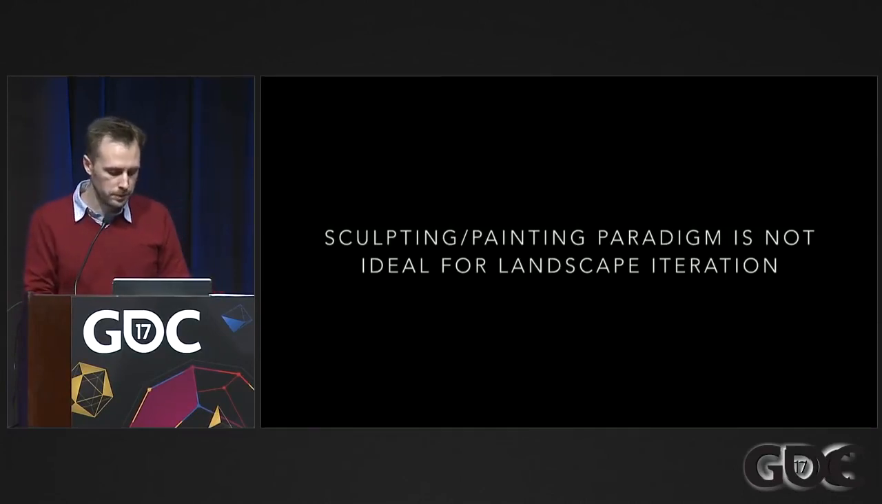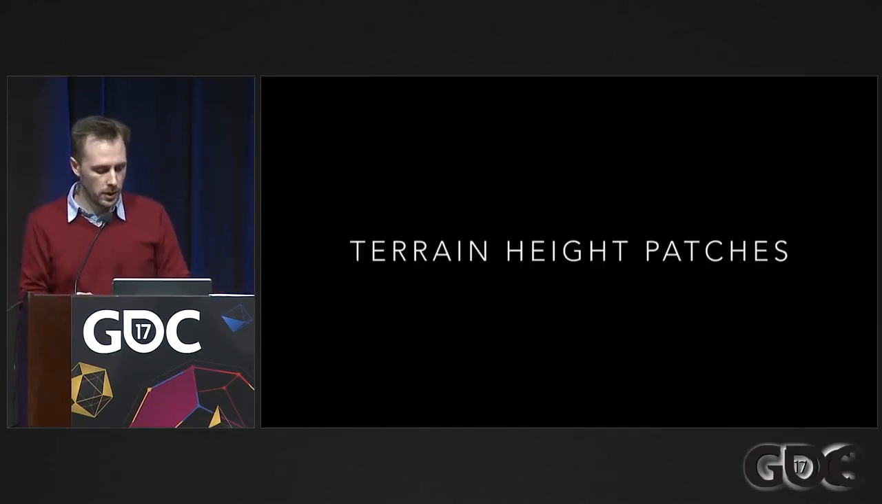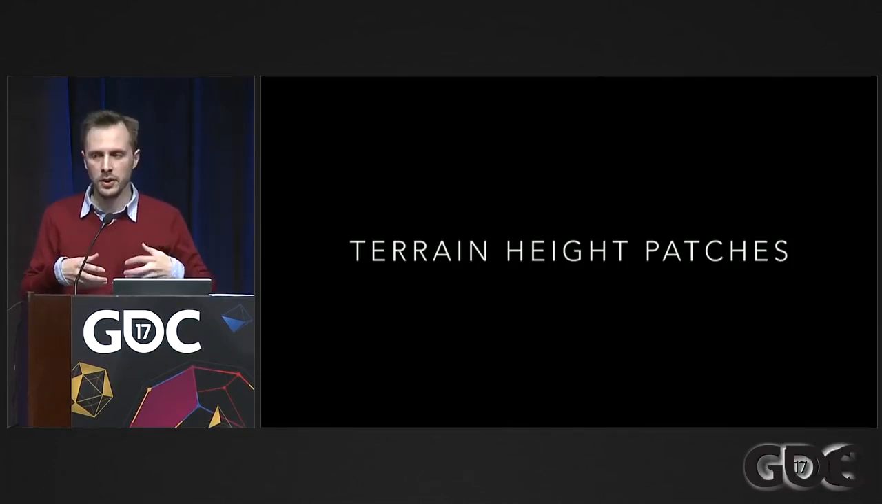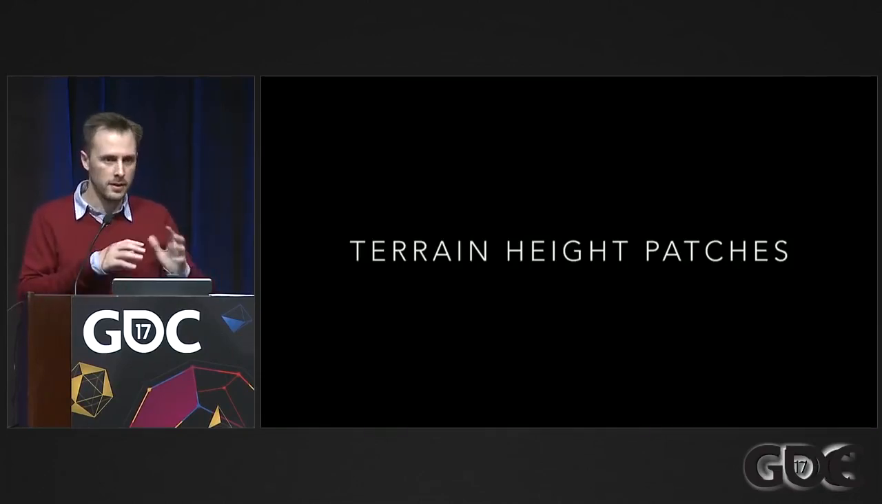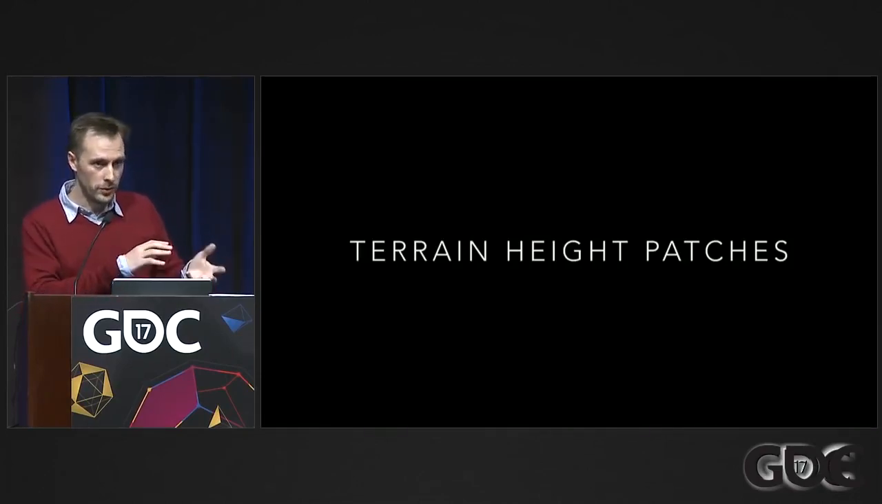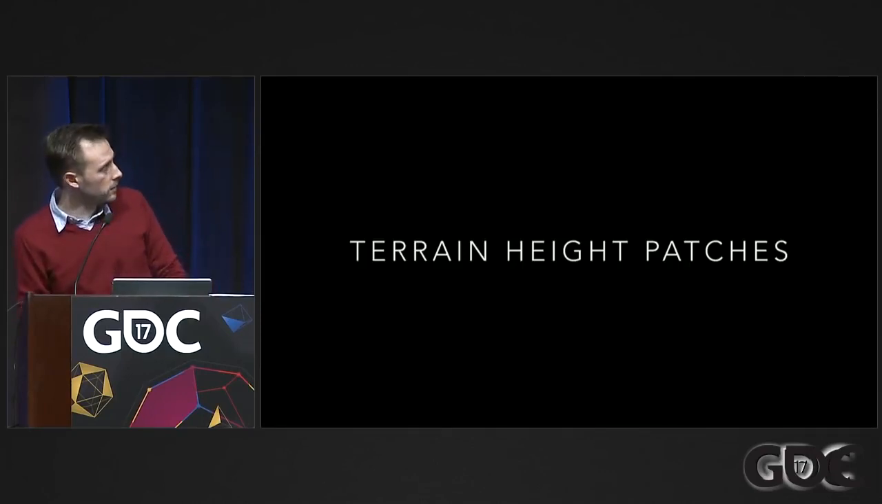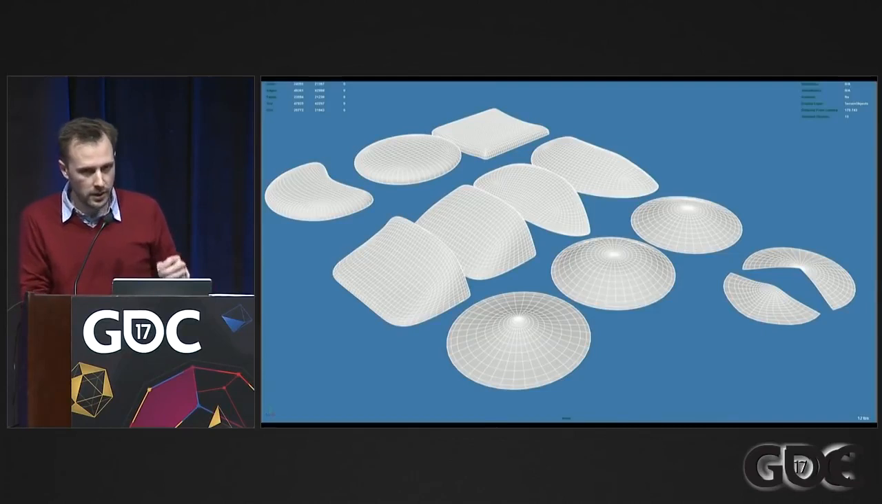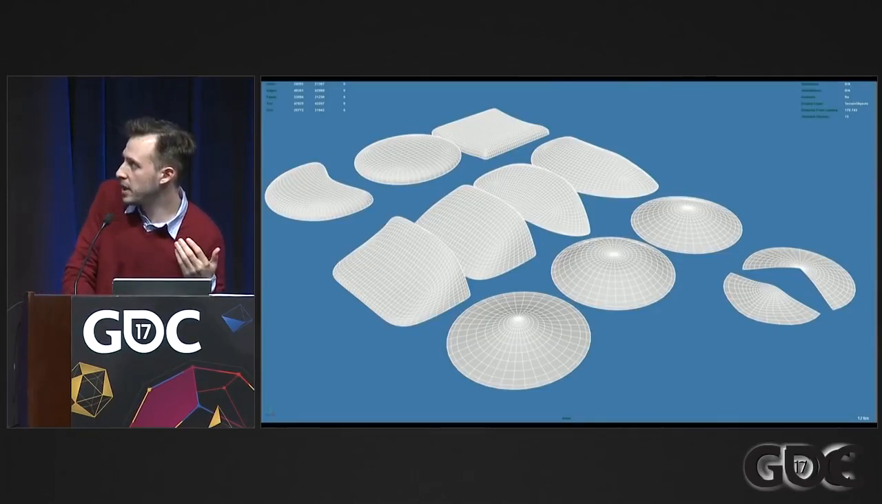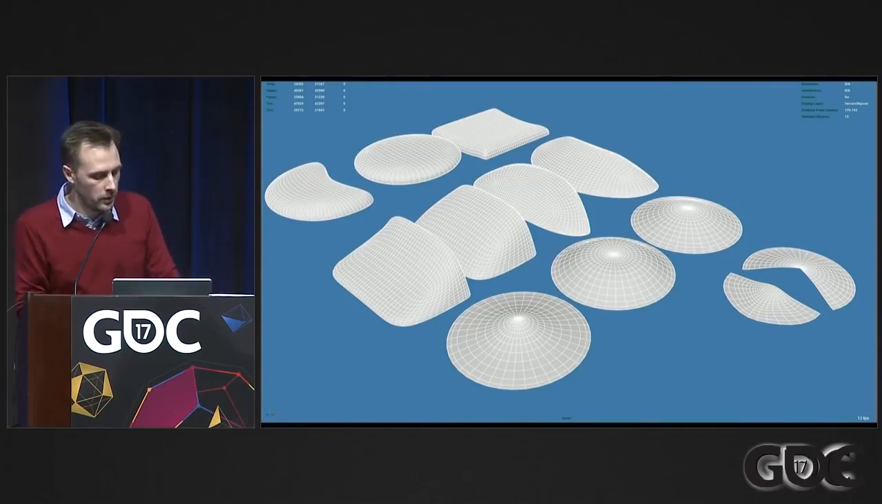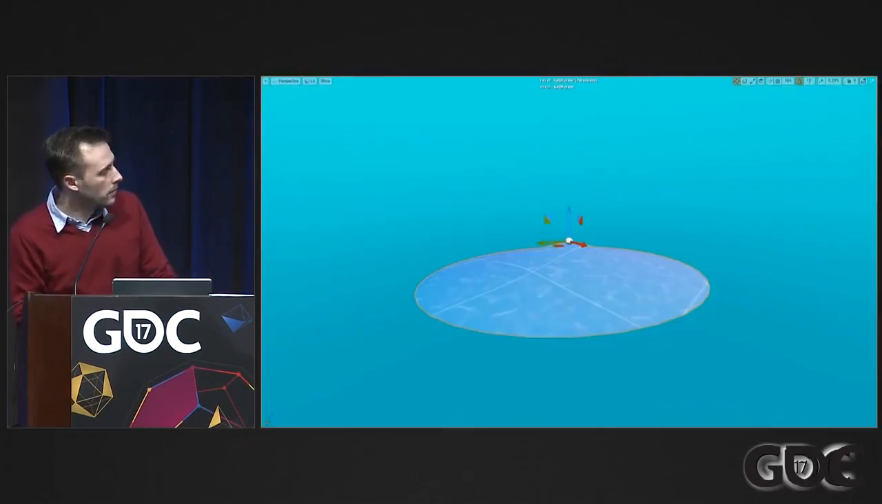And that's really slow. So what we wanted to do was keep using the move, scale, rotate paradigm that we use for moving and rotating things like rocks and other objects. And what we came up with was this idea of terrain height patches. So we created a library of static meshes that look like bits of a terrain, and then we just kind of bash them together. And here's a little demonstration.